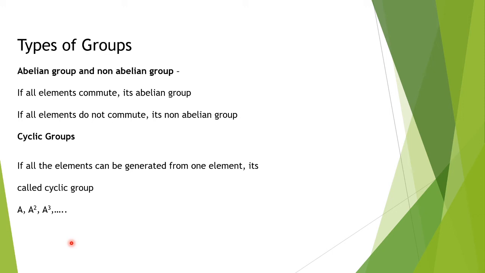In the last class, we had already learned the types of groups: abelian group, non-abelian group, and cyclic groups. Now, next, what we have to do is, we are given a molecule. We have to find out which point group that particular molecule belongs to. How will we find out which point group that molecule belongs to?